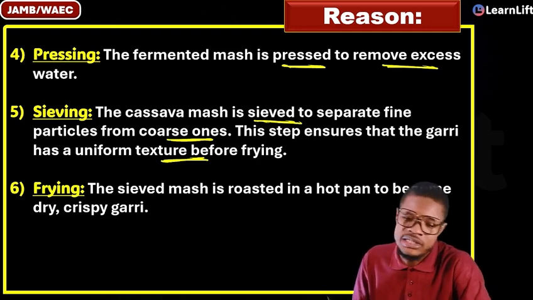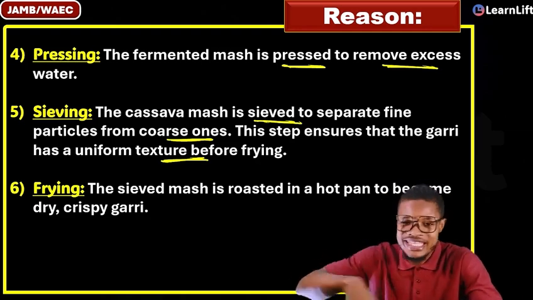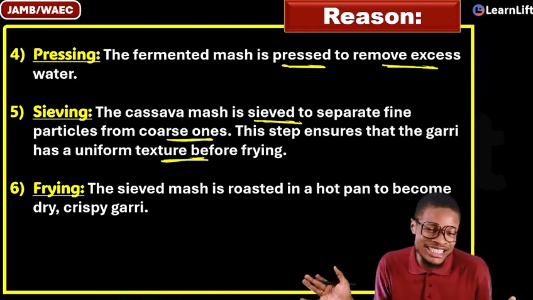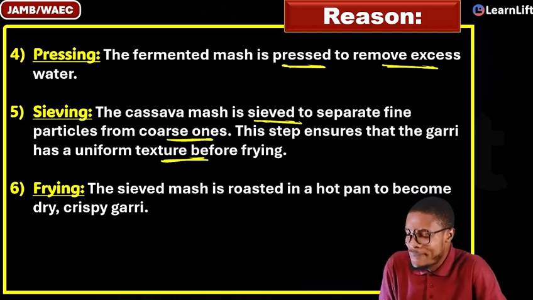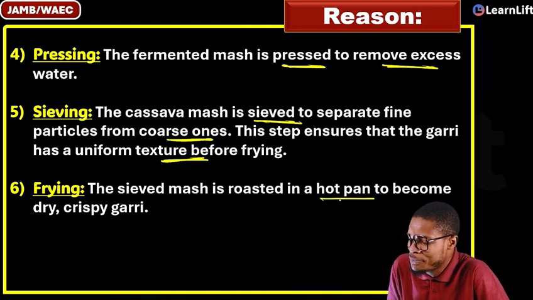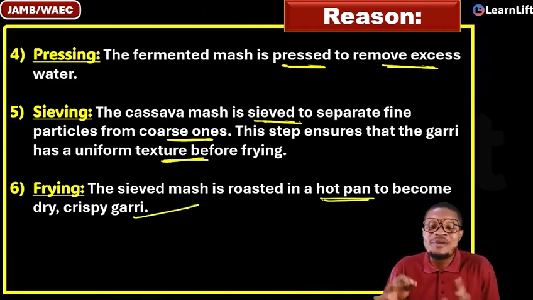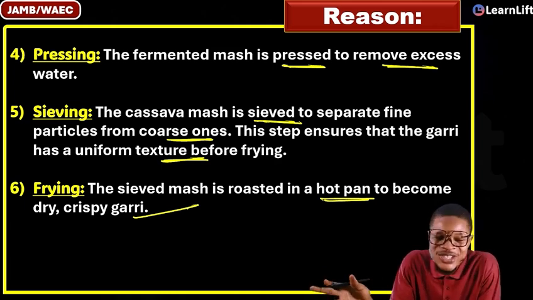And then number 6 is frying. That's where they now start frying it in that local crude method. Of course, there are big machines that they use in processing these things nowadays. So the sieved mash, right, is roasted in a hot pan to become dry, and then you now form that, whether it's Jebu Gari, depending on the location you are.